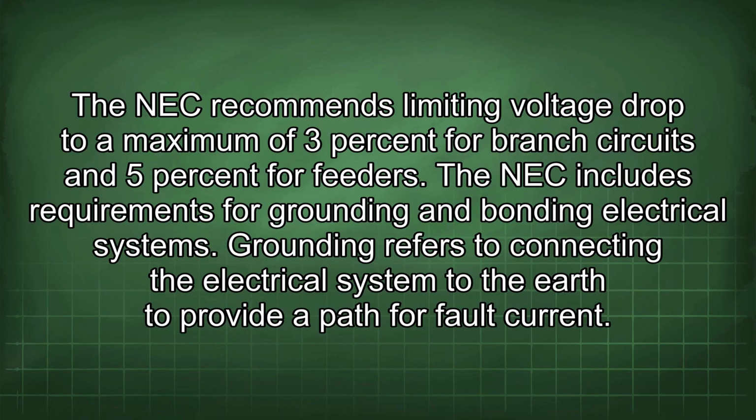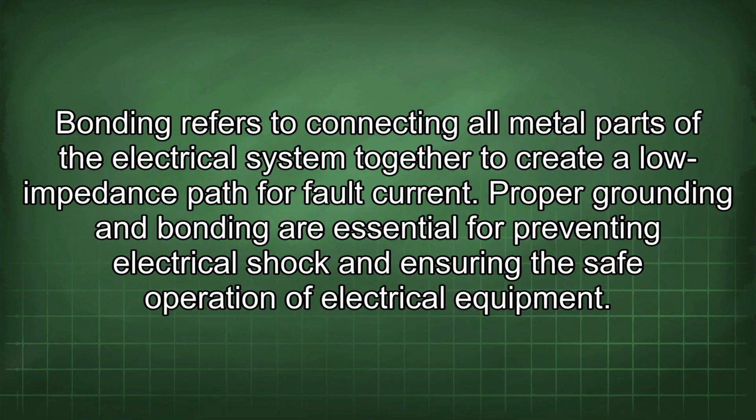The NEC includes requirements for grounding and bonding electrical systems. Grounding refers to connecting the electrical system to the earth to provide a path for fault current. Bonding refers to connecting all metal parts of the electrical system together to create a low impedance path for fault current. Proper grounding and bonding are essential for preventing electrical shock and ensuring the safe operation of electrical equipment.